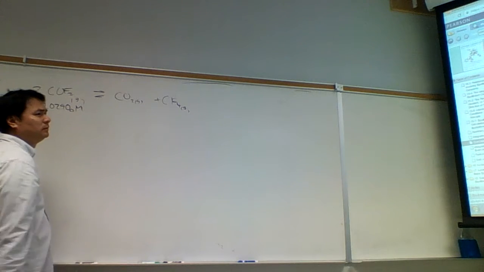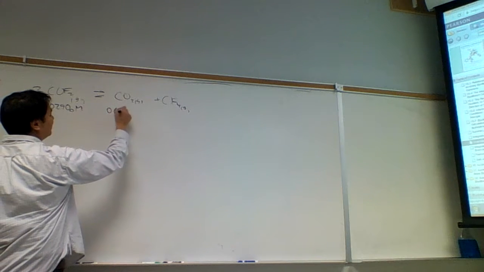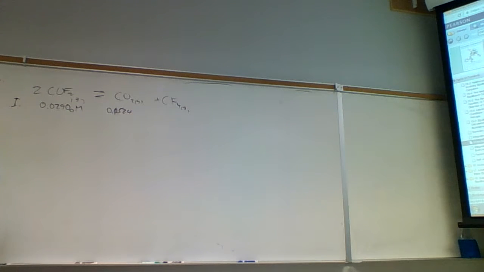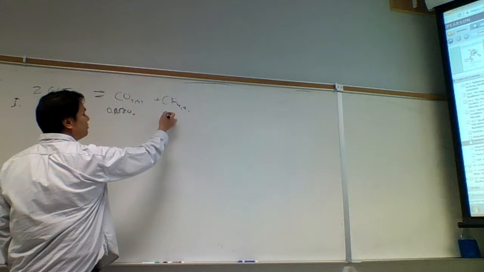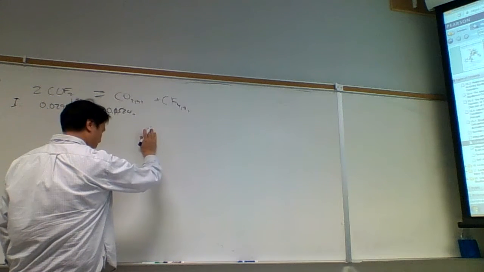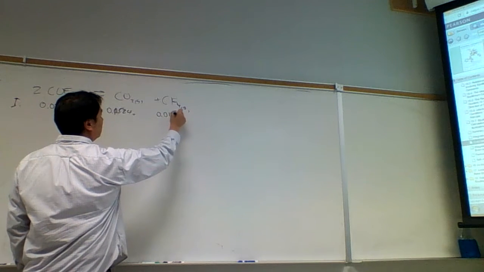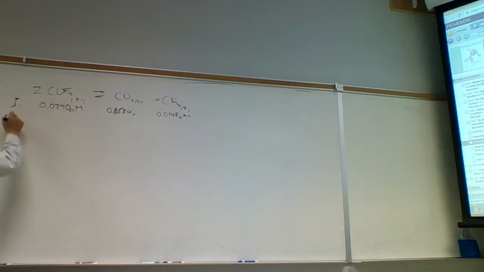Yes, CO2? 0.0524. 0.0524. Yeah. Give me one more digit. Zero. 0.05240. And then CF4? 0.0148. 0.01480.